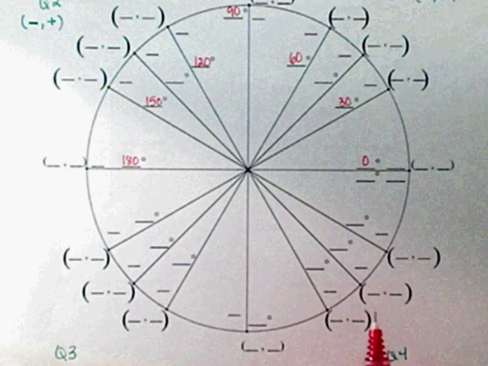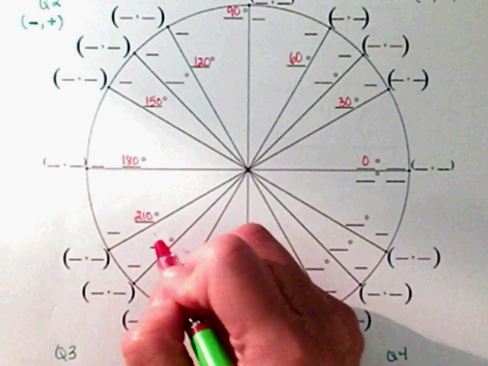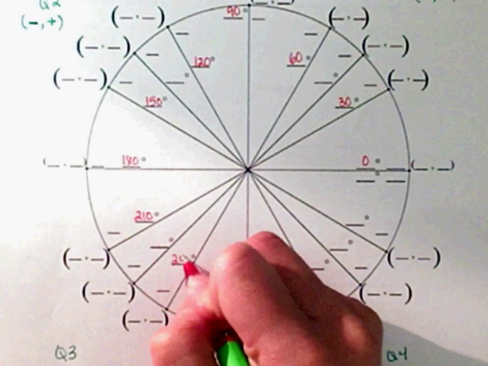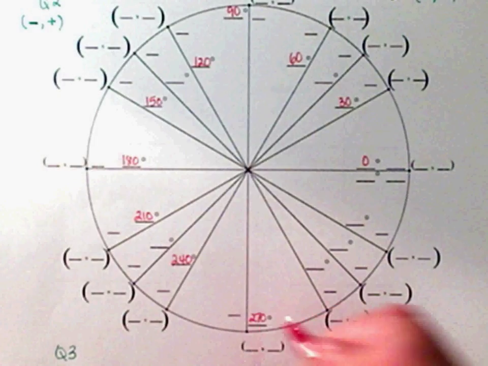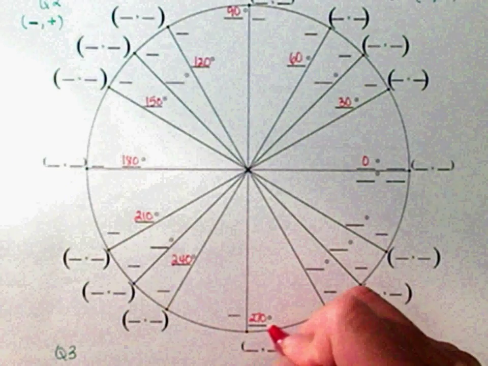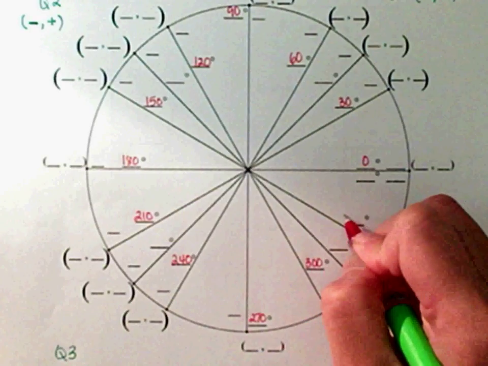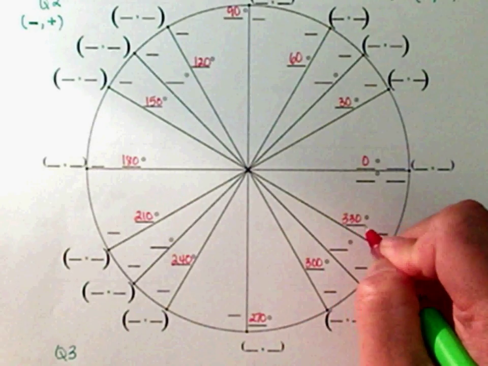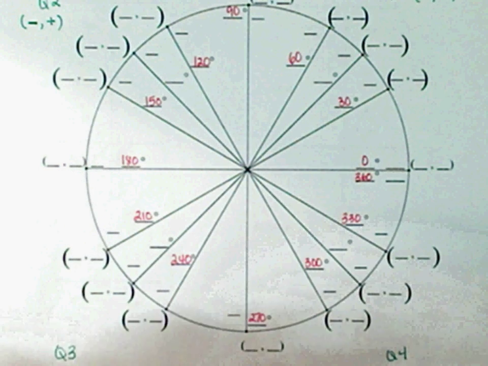Now we're just going to go around the circle. 180 plus 30 is 210. 210 plus 30 is 240. 240 plus 30 is 270. 270 plus 30 is 300. 300 plus 30 is 330. Plus 30, and you're back to where you begin at 360, okay?